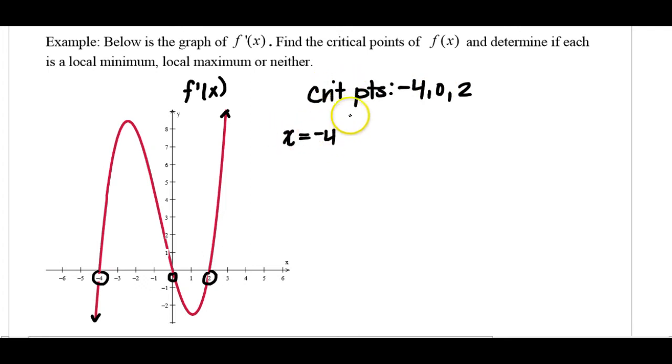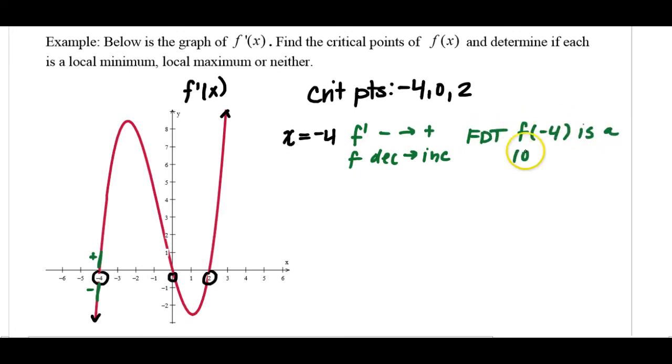So -4, let's think about what's happening on the graph. From left to right, near -4, on the left side of -4, I'm below the x-axis, so my derivative is negative, and as I move to the right, I switch to being above the x-axis, so my derivative changes to positive. So at x equals -4, f prime goes from negative to positive, so f changes from decreasing to increasing. So by the first derivative test, I know that f of -4 is a local minimum. If I have a change from decreasing to increasing, there's a local min.